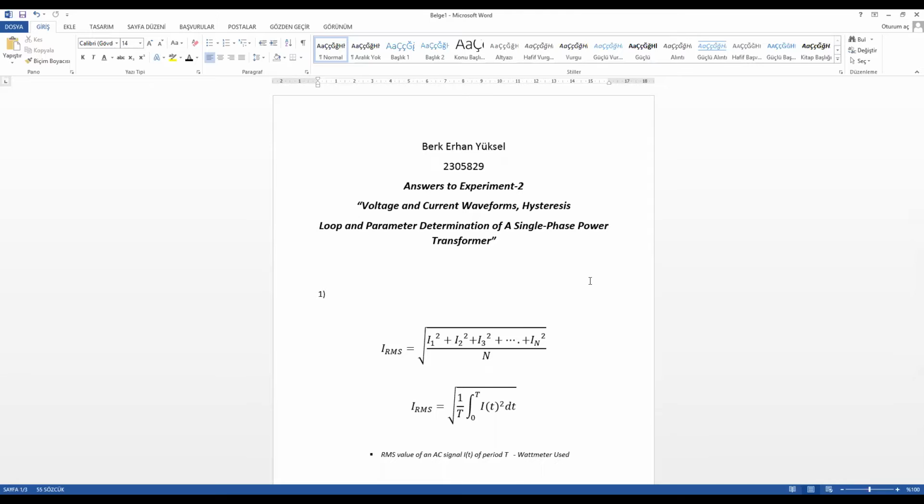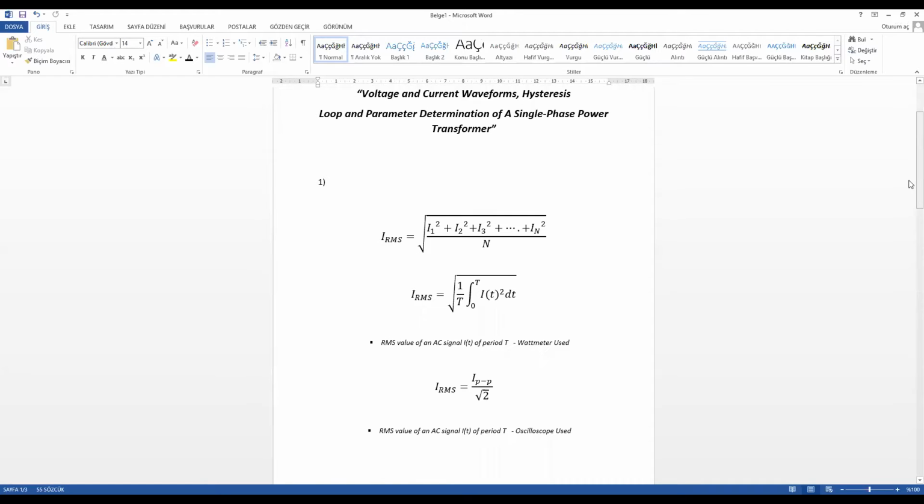I'm going to answer the questions about experiment 2, namely voltage and current waveforms, hysteresis loop, and parameter determination of a single-phase power transformer. In the first question, at the laboratory, the RMS values of the current that was passing through the shunt resistance were found different at oscilloscope and wattmeter displays.